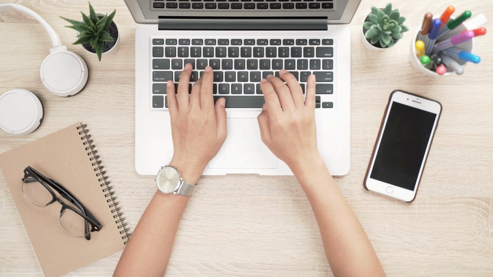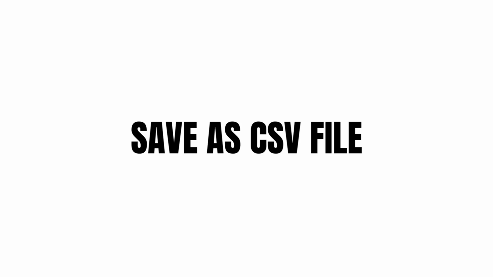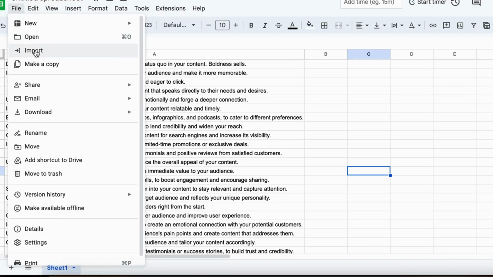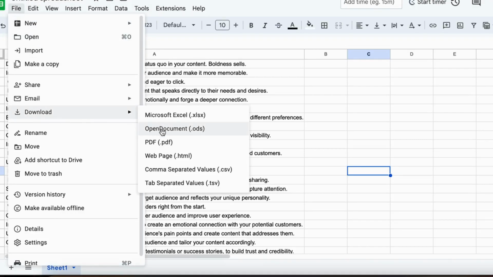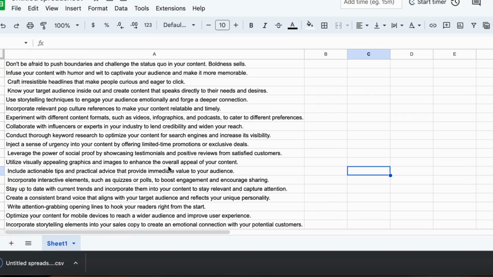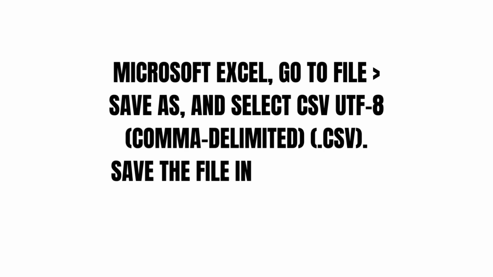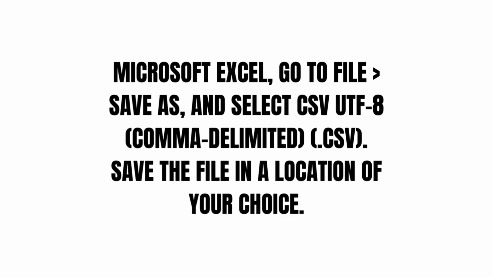You need to save your spreadsheet as a CSV file. This is a comma separated values file. The process may vary depending on the spreadsheet software that you're using. In Google Sheets, you go to File, Download, Comma Separated Values, CSV, and in Microsoft Excel, go to File, Save As, select CSV UTF-8 and save the file in the location of your choice.